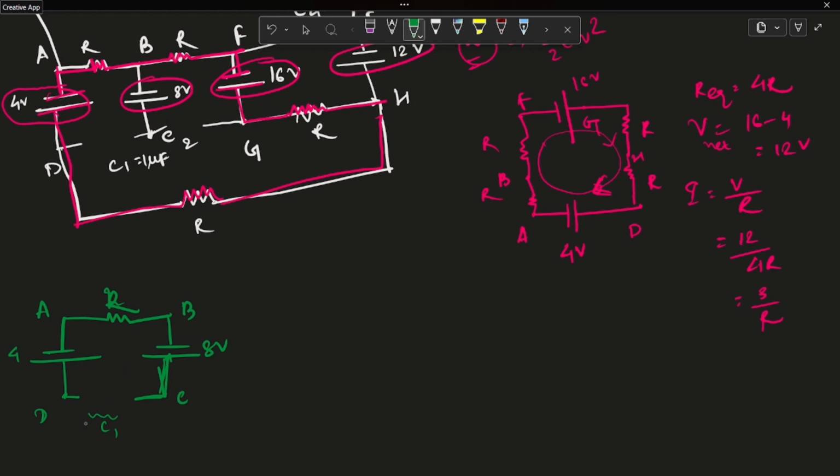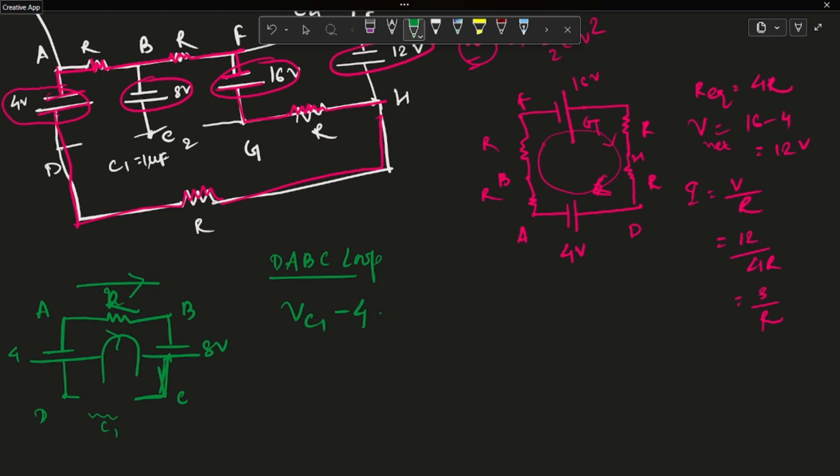Let the voltage drop across C1 be VC1. I am writing this for the loop ABCD. When I move from D to A, there is a voltage drop of 4 volts, so VC1 minus 4. The current is moving like this, so there is also a voltage drop from A to B.